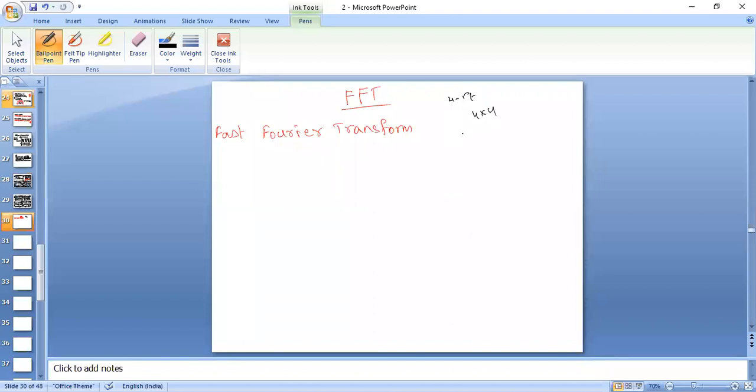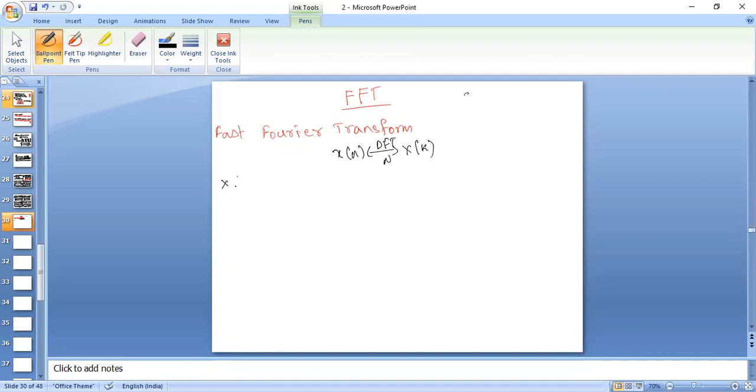4/4 మ్యాట్రిక్స్ వస్తుంది. అదే if we want to find an 8 point DFT, then we need to have an 8/8 twiddle factor matrix, which is highly difficult to compute by using matrix methods, right? So in order to compute larger DFTs, or DFTs for larger values of n, we are choosing FFT algorithms. Okay, let us see the computational complexity of DFT initially, then we'll see how that computational complexity is reduced by using FFT algorithms.